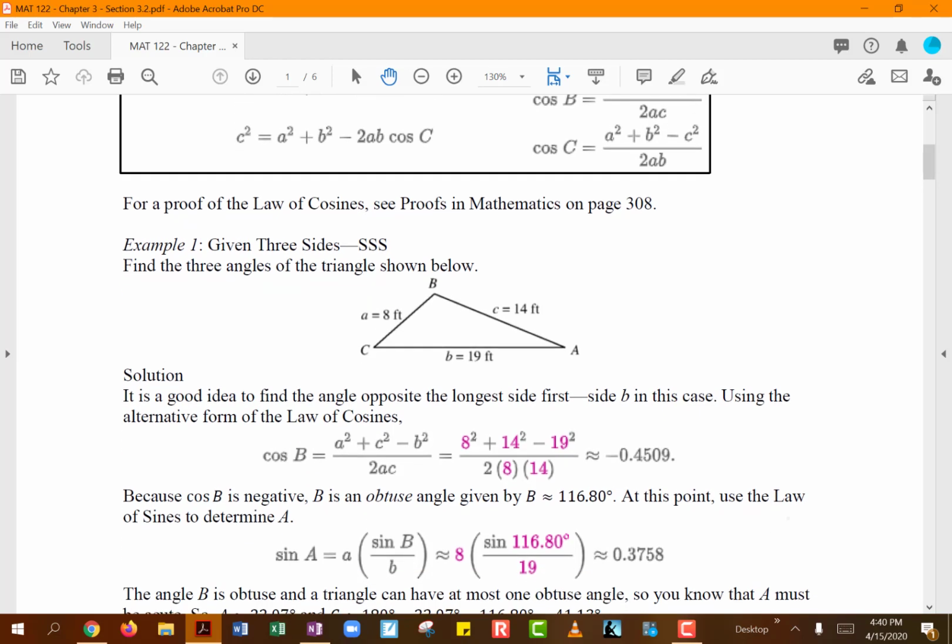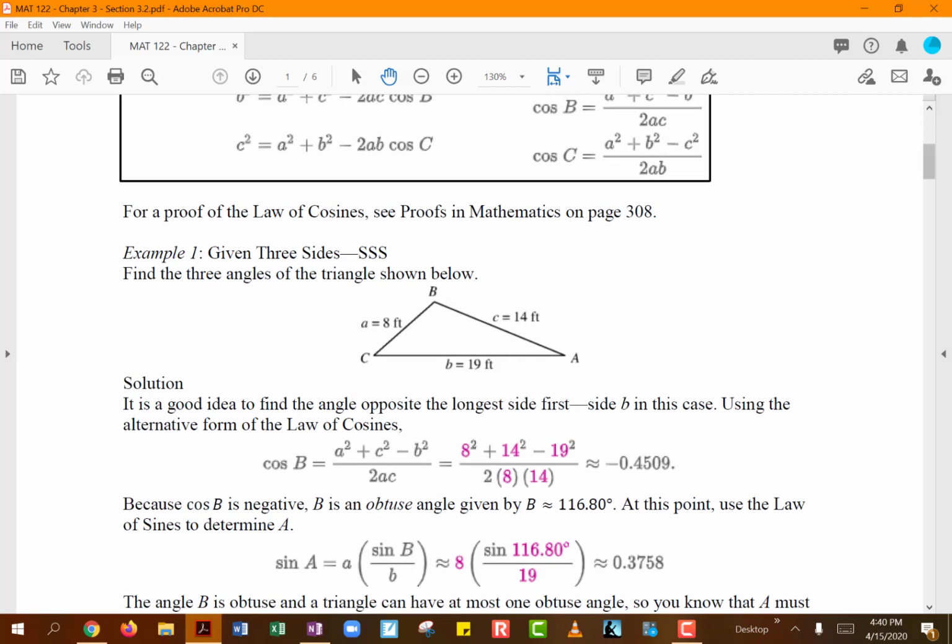But let's go ahead and take a look at our example over here. So we have three of the sides given to us, and they're asking us to find the three angles. You can see our measurements for the sides are 8 feet, 14 feet, and 19 feet. It's always a good idea to start by finding the angle opposite from the longest side. Our longest side would be side b, which means angle B is going to be our largest angle. So we want to start by finding angle B here.